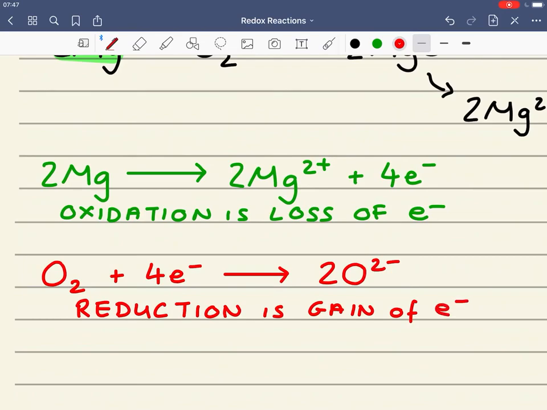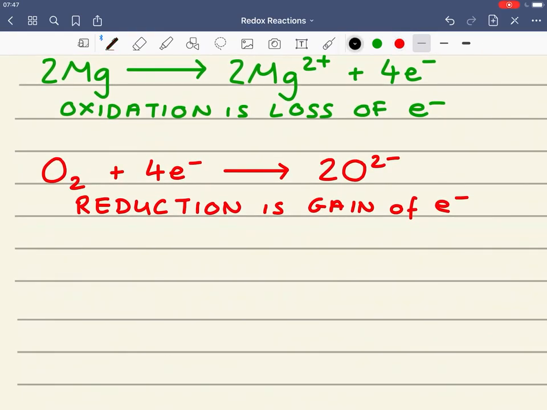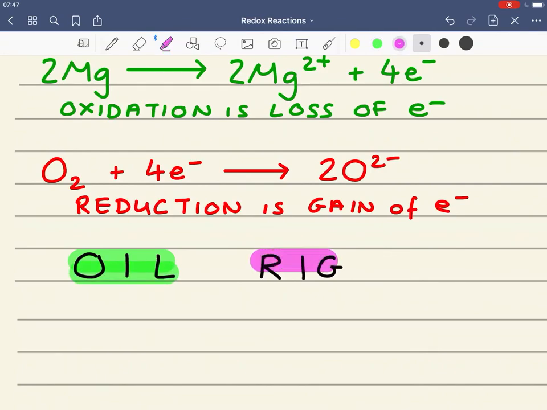And that gives us a well-known mnemonic of oil rig. And it's one to remember. And that is oxidation is loss of electrons, reduction is gain of electrons.